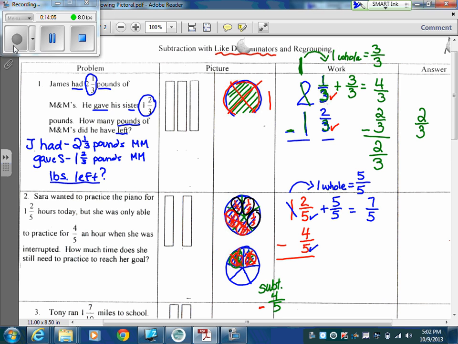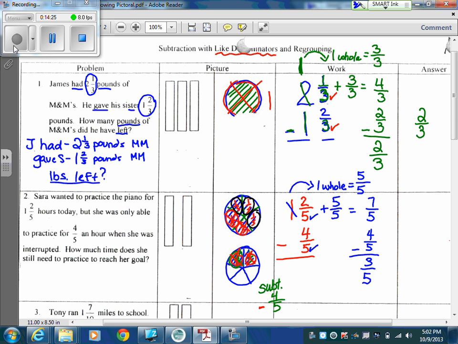our picture. Once we cut that second pizza up, I had 5 pieces and 2 more. That's 7/5. And then I just bring over my 4/5. Now can I subtract? Well, yeah, because I know 7 minus 4 is 3. Denominator stays the same because it's 5 in each.